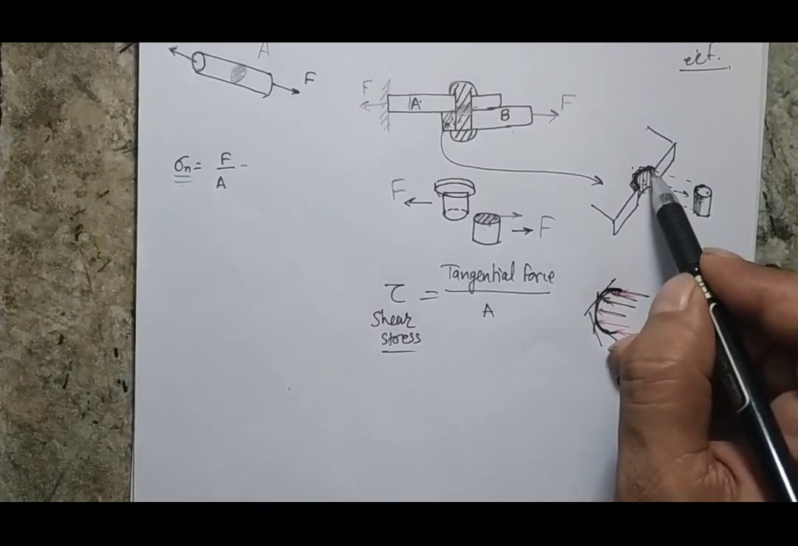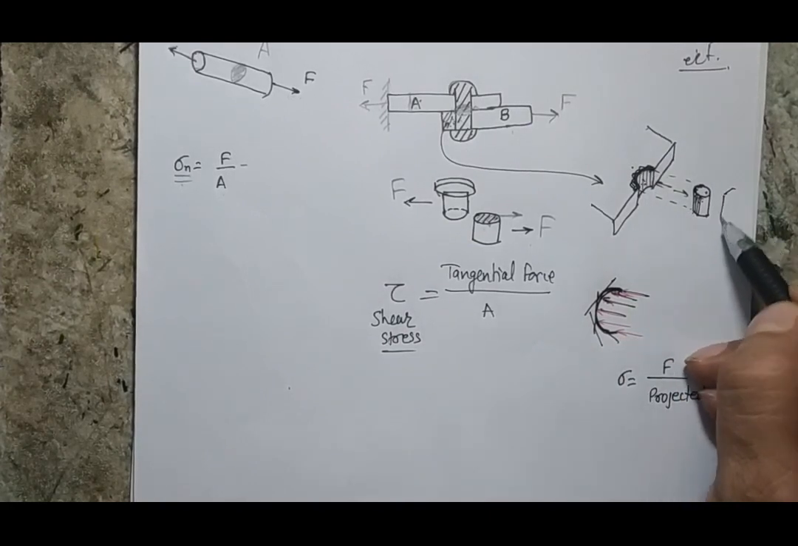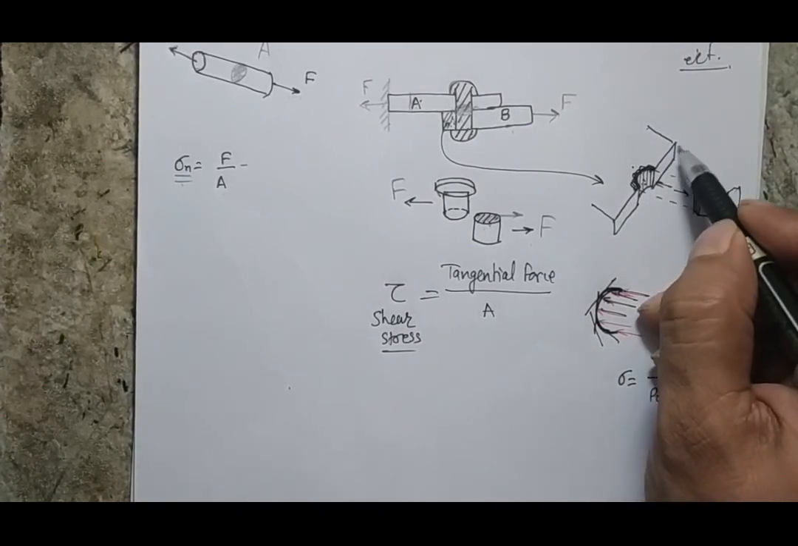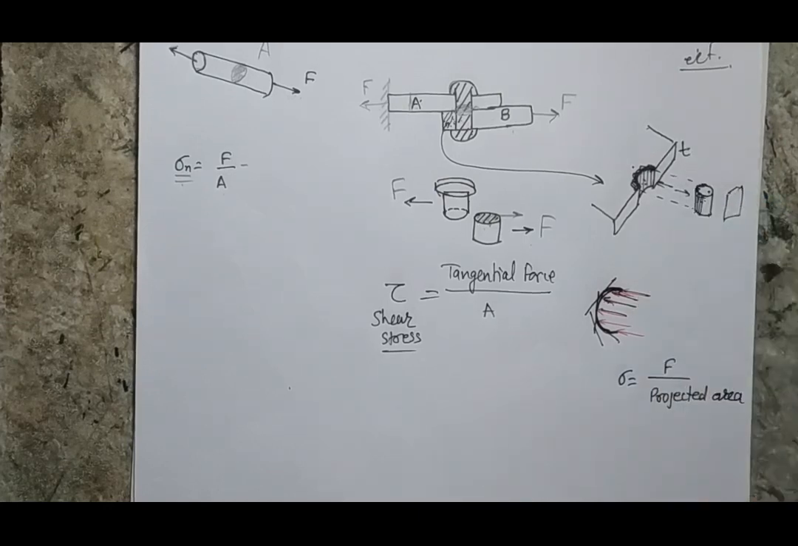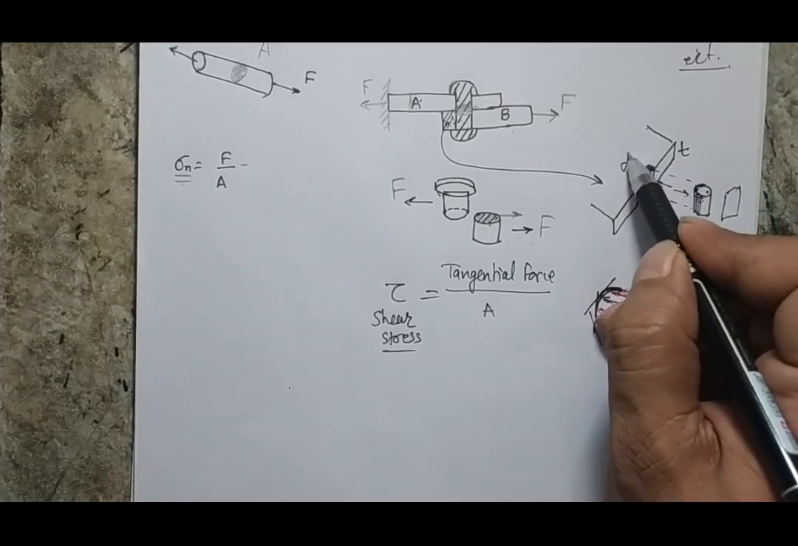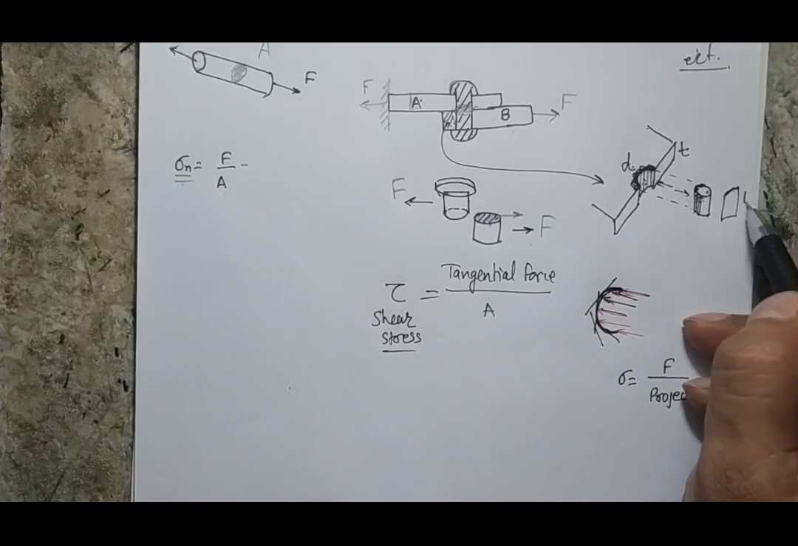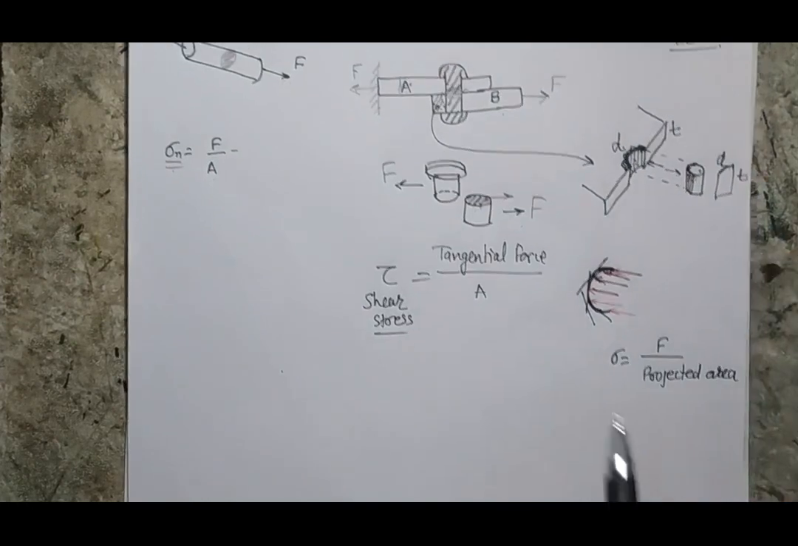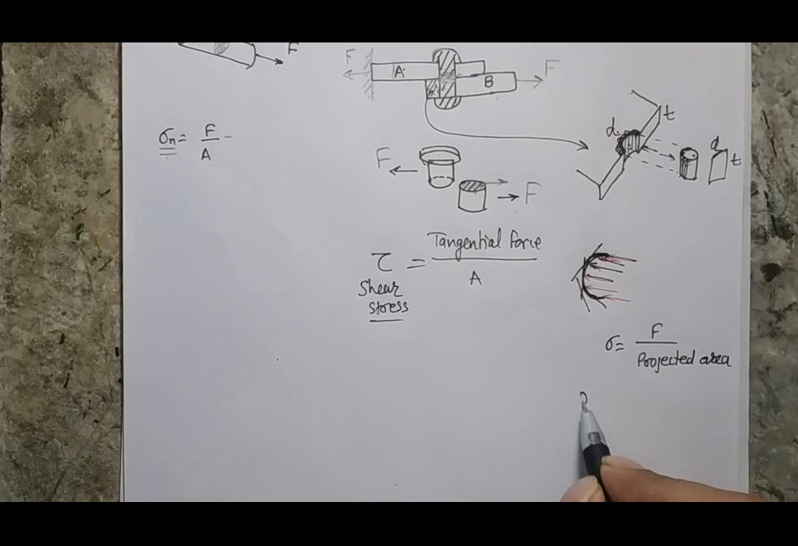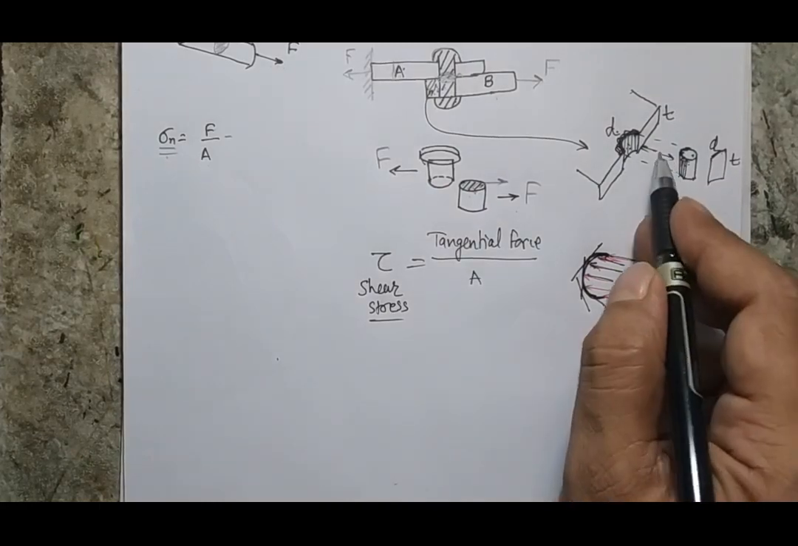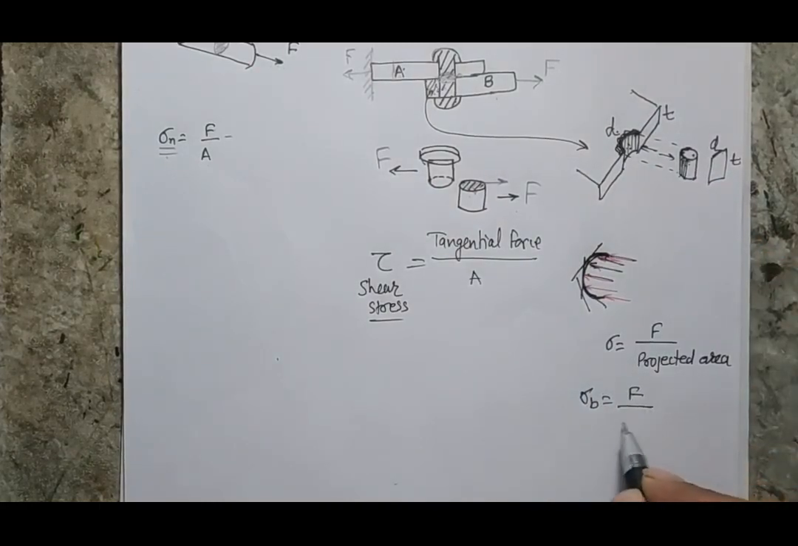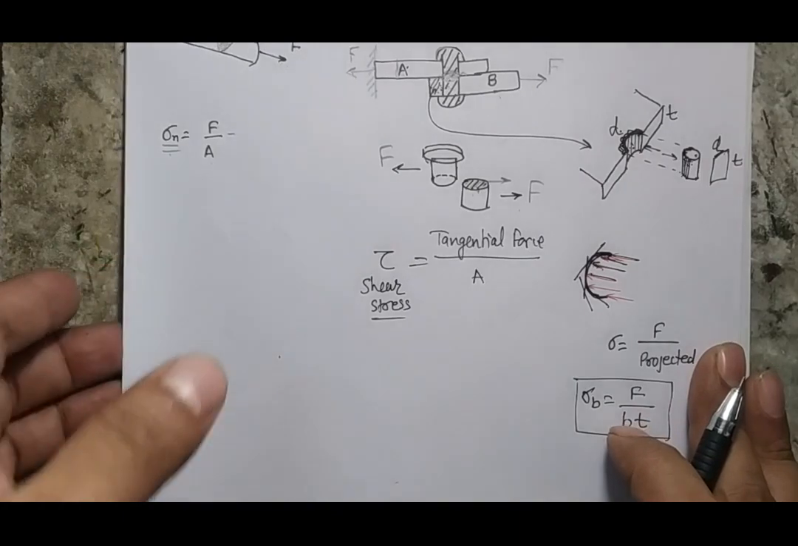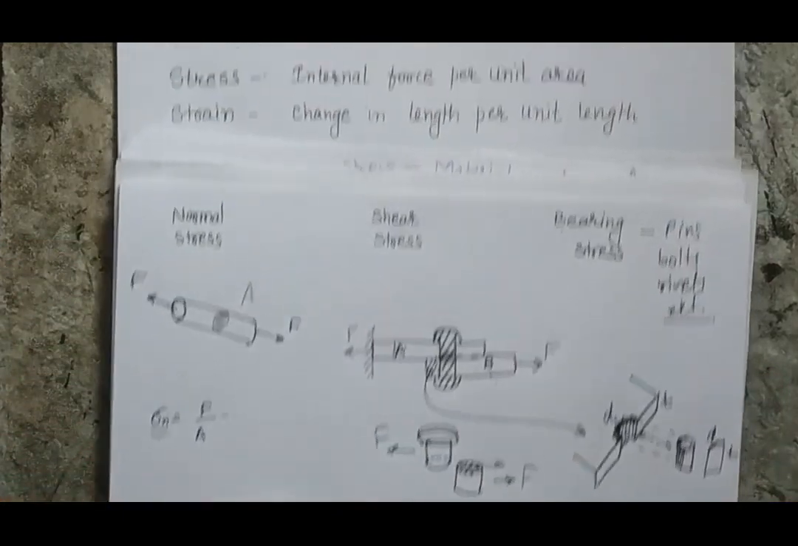For this particular case, the projected area will be a rectangle if the thickness of the plate is defined by t and the diameter of the hole is d. So this projected area will be t times d. So my bearing stress will be the force between the two surfaces divided by the projected area. Now we have a basic understanding of three different stresses as well as the concept of stress and strain.